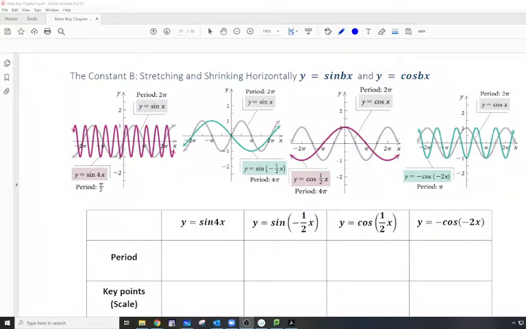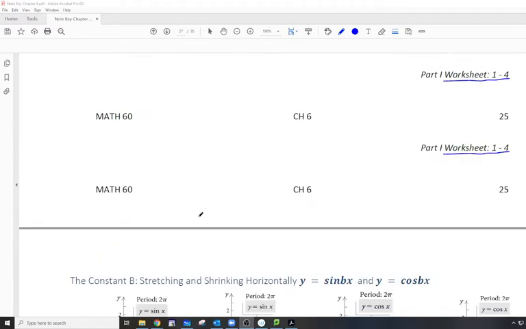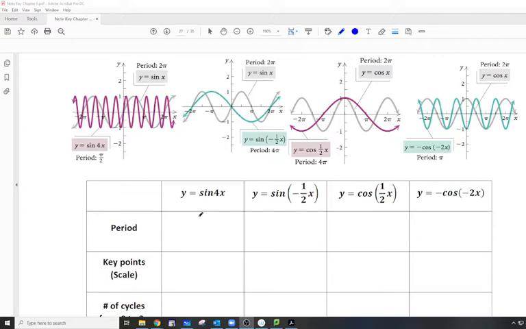The next transformation we're going to do is a b transformation. So y equals sine bx or y equals cos bx. Again, we've got these four graphs done at the top here, and we're going to talk about their features. I realize that this is in a different order than I put the one before, and I wish I'd just done them in the same order, but it's okay, we can deal with it. So what we're looking at is what b affects.